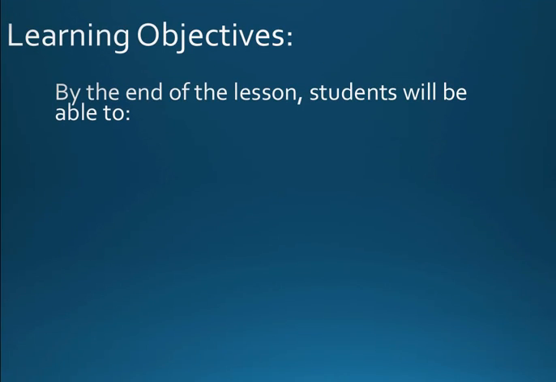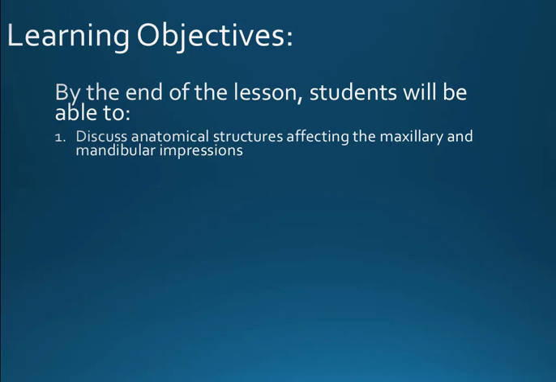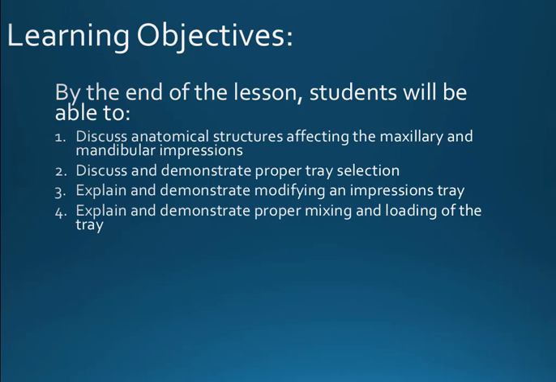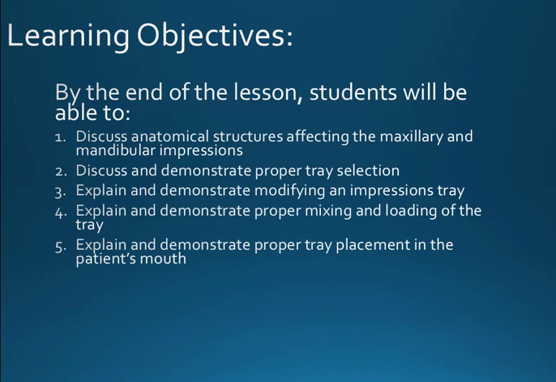So let's first talk about our learning objectives for today. By the end of today's lesson, you'll be able to discuss the anatomical structures affecting both the maxillary and mandibular impressions. Next, you'll be able to discuss and demonstrate proper tray selection when taking alginate impressions. You'll also be able to explain and demonstrate modifying an impression tray, explain and demonstrate proper mixing and loading of the tray, explain and demonstrate proper tray placement in the patient's mouth.